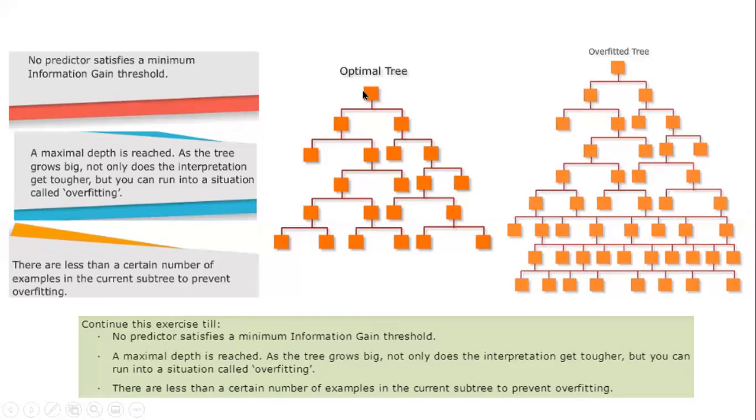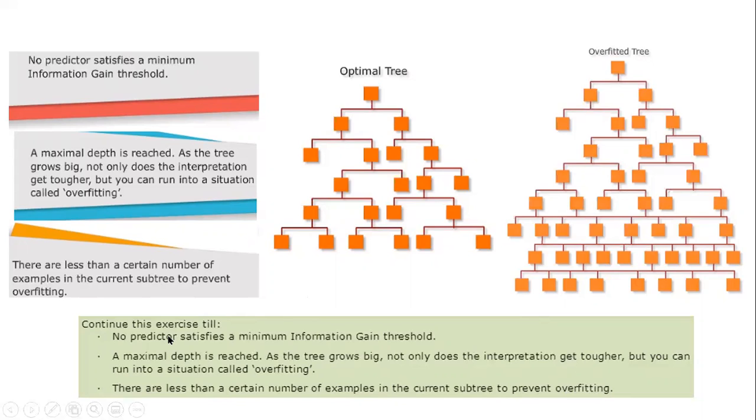This is the terminology that we use, right? The third case we will use is when there are less than a certain number of examples in the current subtree, to prevent overfitting. So these are the three conditions when we can stop. Then, how to stop: whether to keep calculating entropy or to stop at some point.